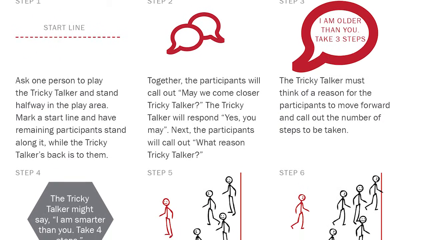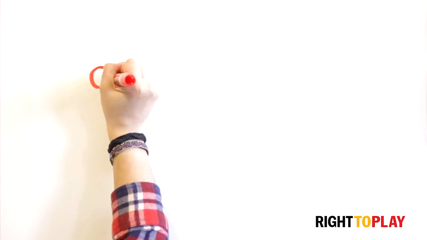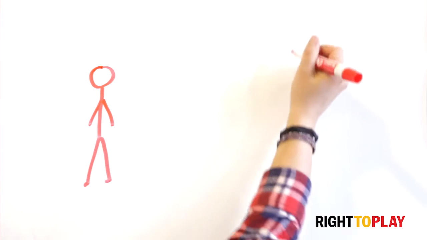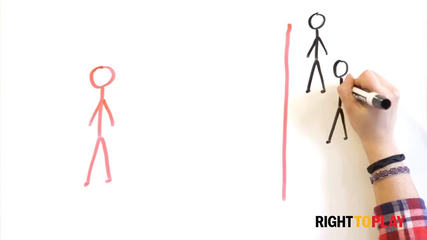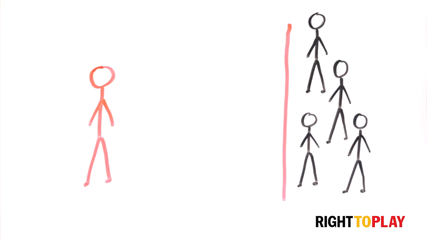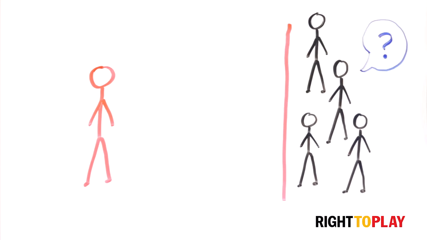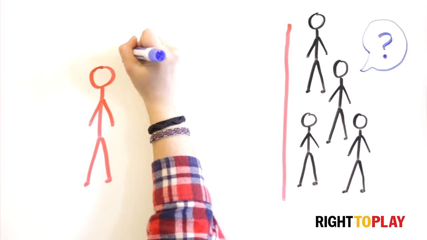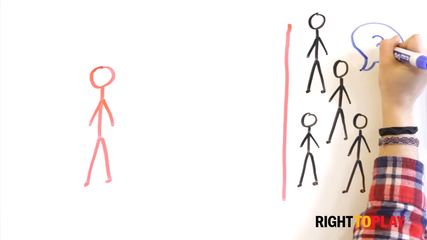Explain how to play the game by following the steps on the game sheet. Step 1. Ask one person to play the Tricky Talker and stand halfway in the play area. Mark a start line and have remaining participants stand along it, while the Tricky Talker's back is to them. Step 2. Together, the participants will call out, "May we come closer, Tricky Talker?" The Tricky Talker will respond, "Yes, you may." Next, the participants will call out, "What reason, Tricky Talker?"